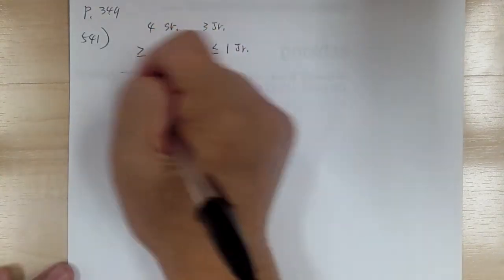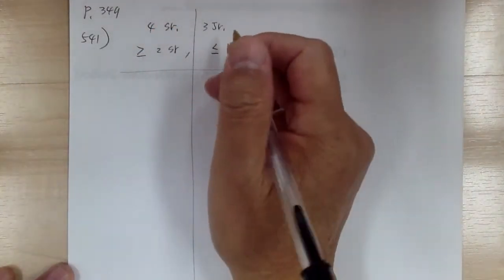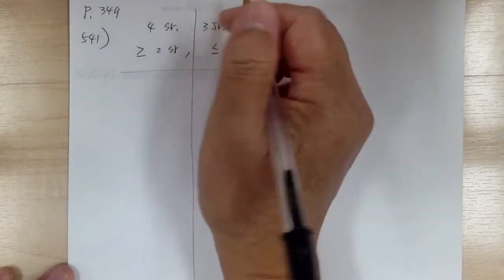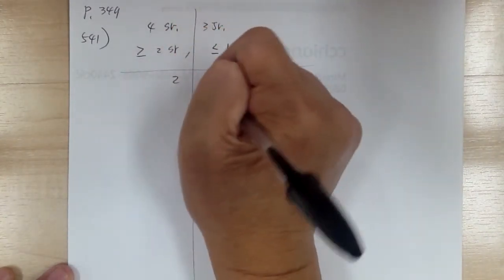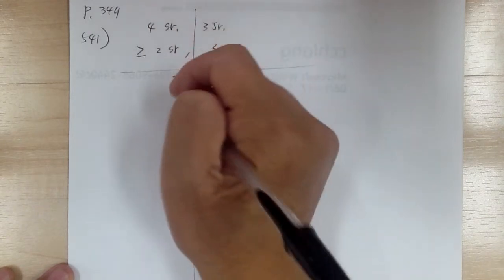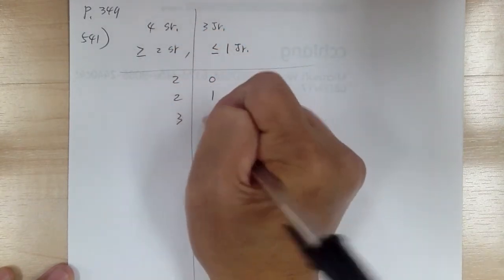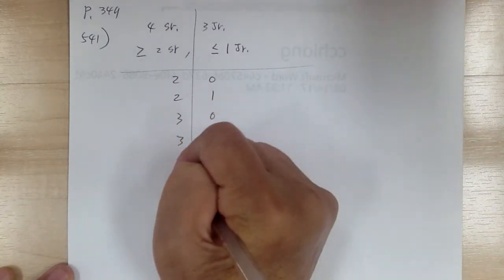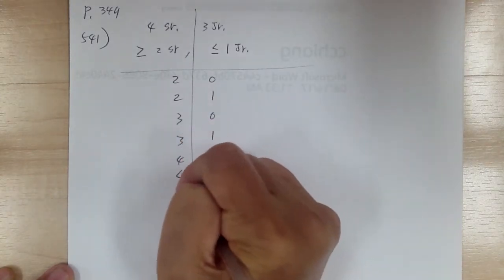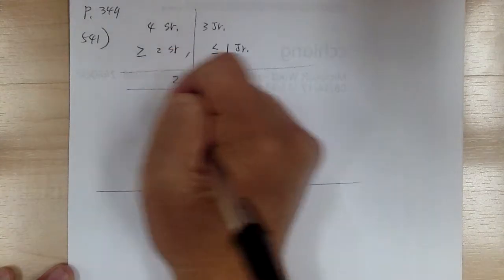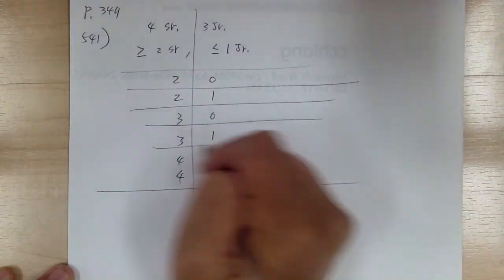Okay, so first let's go ahead and make the columns. Start with, so you can have 2 and 0, right? 2 of these, none of these. You can have 2 and 1, and you can have 3 and 0. You can have 3 and 1. 4 and 0, 4 and 1. Okay, so let's go and figure out each case.